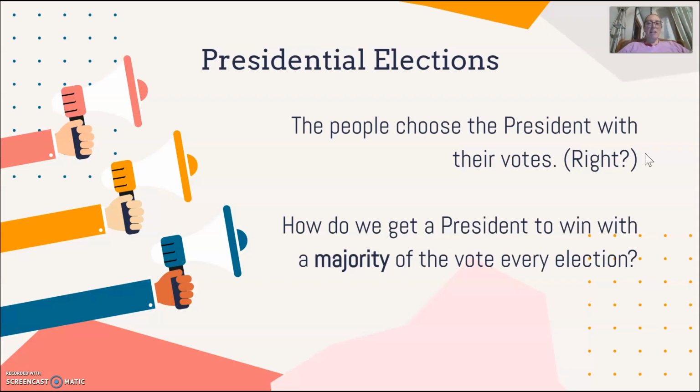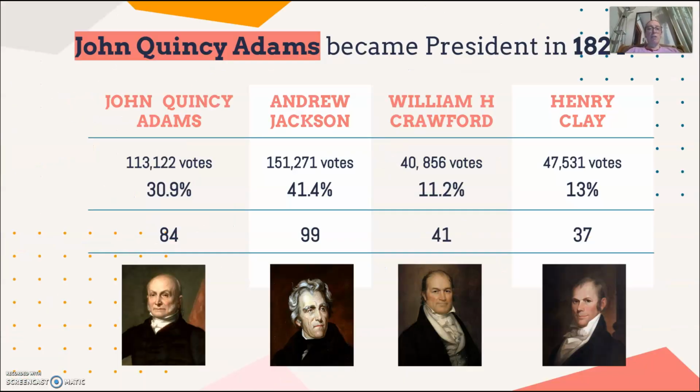And then we have the presidential elections. So the people chose the president with their votes, right? Let me try that again. We had the presidential election of 1824. It wasn't clear who won the majority. There was a plurality, but nobody had the majority exactly. So we have this idea that people choose the president with their votes, but how do we always end up with a majority to get the president to win every election? The way we do that is with the Electoral College.